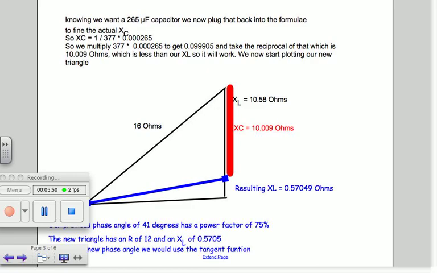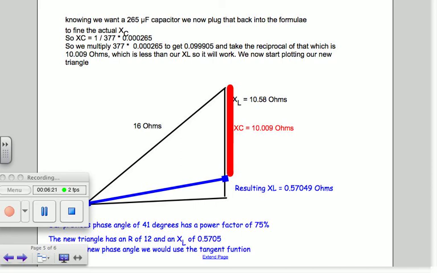So now let's see what happens here if we do use that approximate 10 ohms. First of all, we find that if we plug in the 265 microfarads, we'll get 377 times 0.000265, and then take the reciprocal of that, and we wind up with 10.009 ohms.